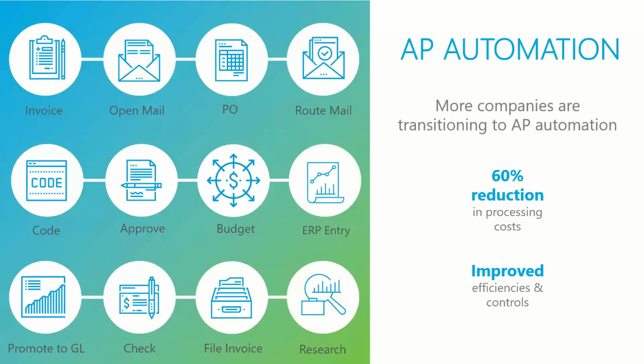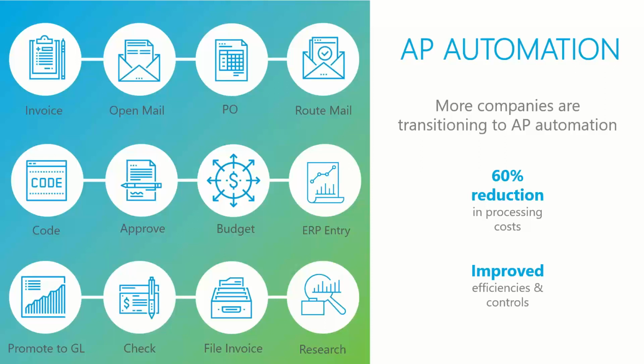Traditionally, this is what we see, right? Companies have an invoice, they have to open the mail, they have to find the purchase order, they need to route those documents with the invoice and the purchase order. Maybe there's even a matching that has to happen there. They then have to code the document, route it for approval, maybe sending it to someone's other location, or perhaps sending an email. Got to make sure it's within the budget. Then, once everything's been approved, I have to enter it into the Sage ERP screen, push it into the GL, write a check, and file the invoice so it can then be researched.